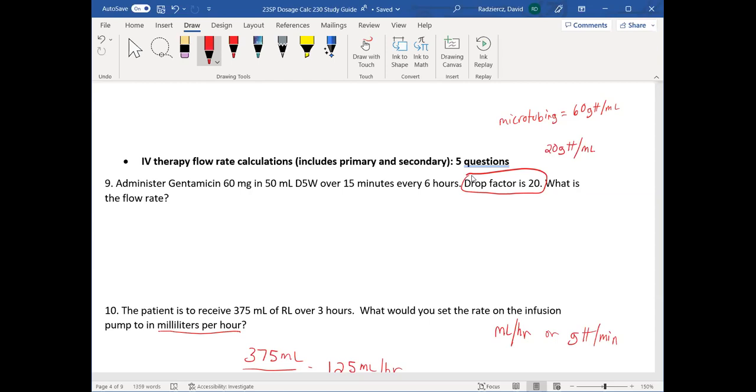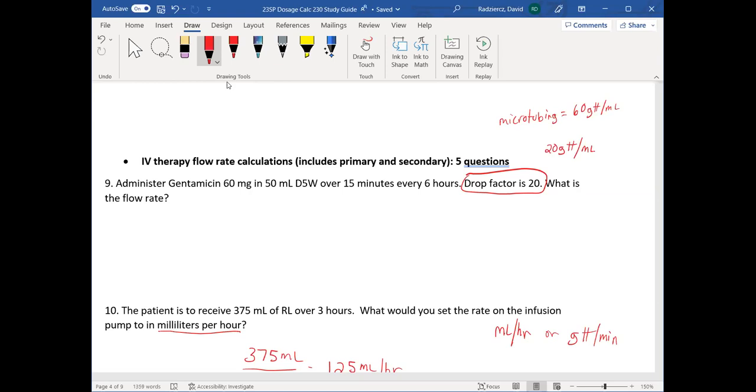All right. So this says to administer gentamicin 60 milligrams in 50 ml dextrose 5% water over 15 minutes every 6 hours. With a drop factor of 20, what is the flow rate? So there's a lot of information here, right? I'm looking at this and I just got a little bit overwhelmed. So what do we need to do? We need to figure out what we're looking for flow rate wise. There's actually a lot of extra information in this that we don't need to know.